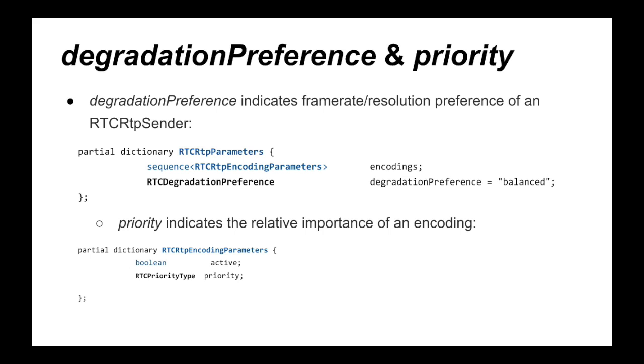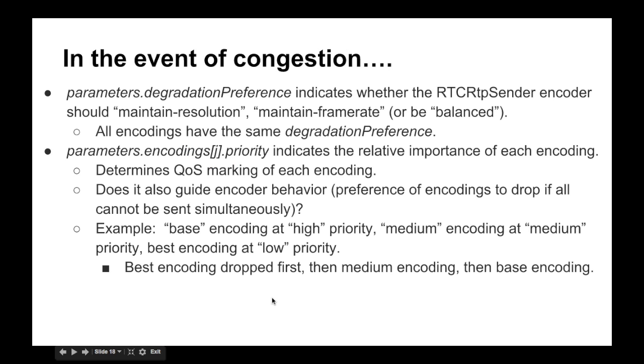So just to review, degradation preference is for an entire RTP sender because it's within RTCRtpParameters. So you set it and it applies to all encodings. But priority is within the encoding parameters, so it indicates the relative importance of a particular encoding. So they're a little bit different indicators. Next.